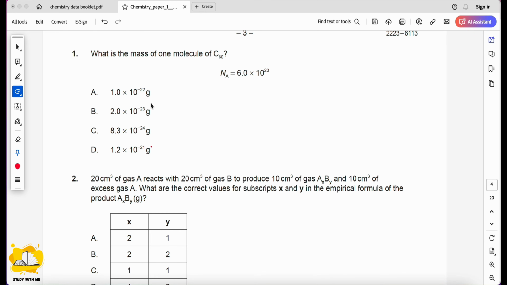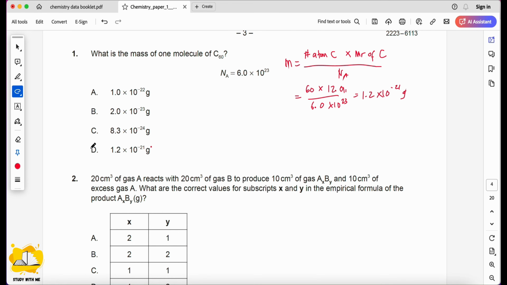Okay, what is the mass of one molecule of C60? To find the mass, the formula will be number of atoms C times Mr of C and divided by Na. That would be 60 times 12.01 divided by 6.0 times 10 to the power 23, which is 1.2 times 10 to the power negative 21 gram. So the answer will be D.